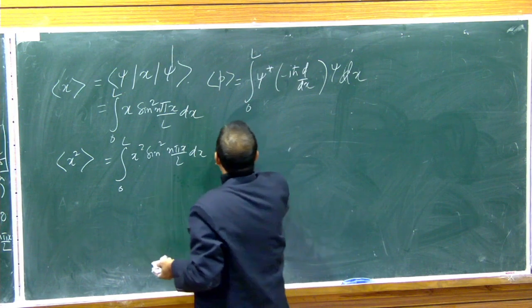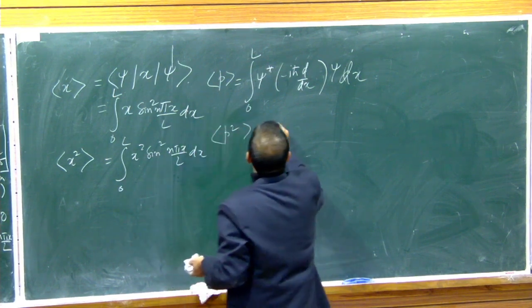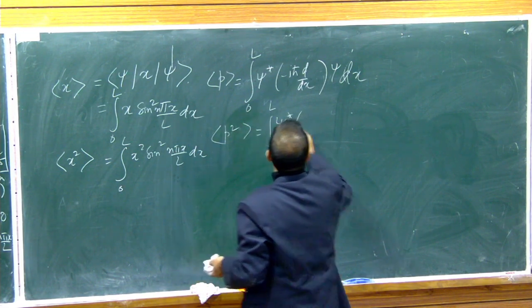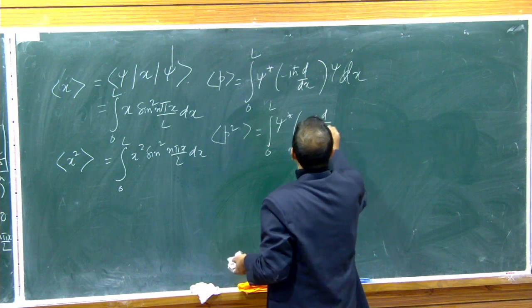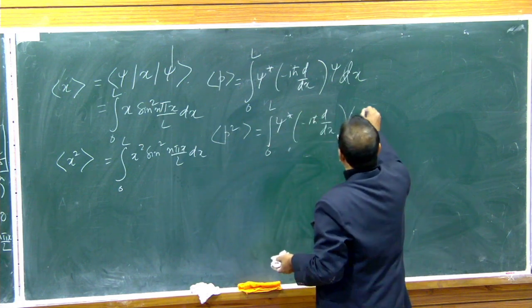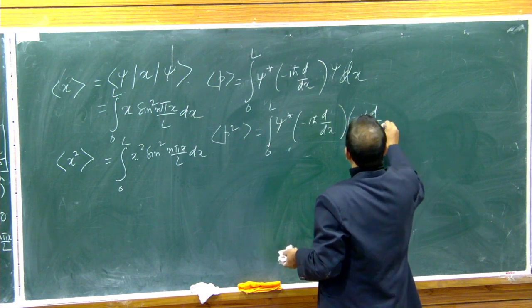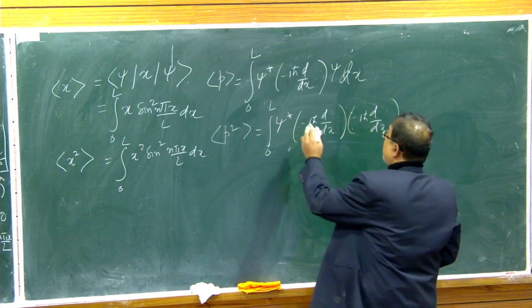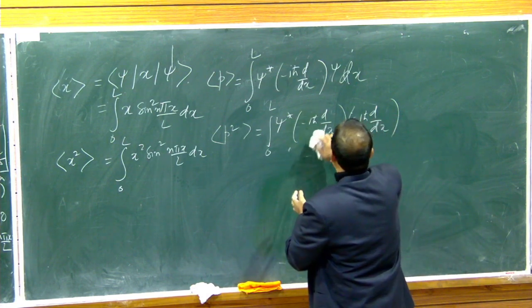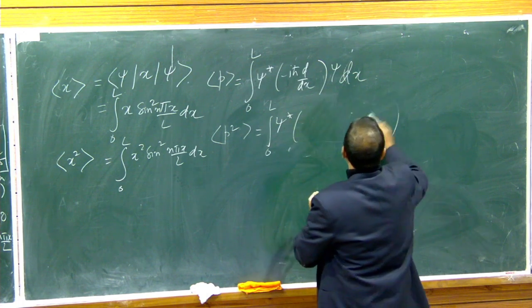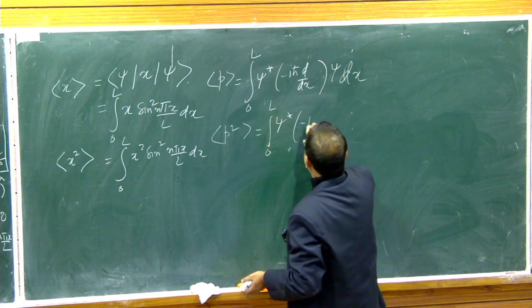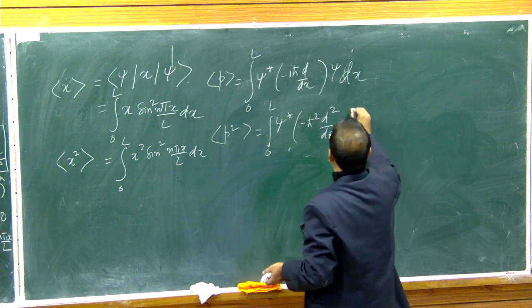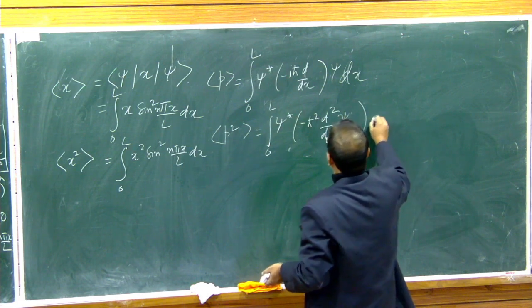Similarly, p square would be the integral from 0 to L of psi star times minus i h cross d dx, and again minus i h cross d dx. So minus i and minus i give you i square, and it becomes minus h cross square d square dx square, operating on psi of x, and then you integrate it.